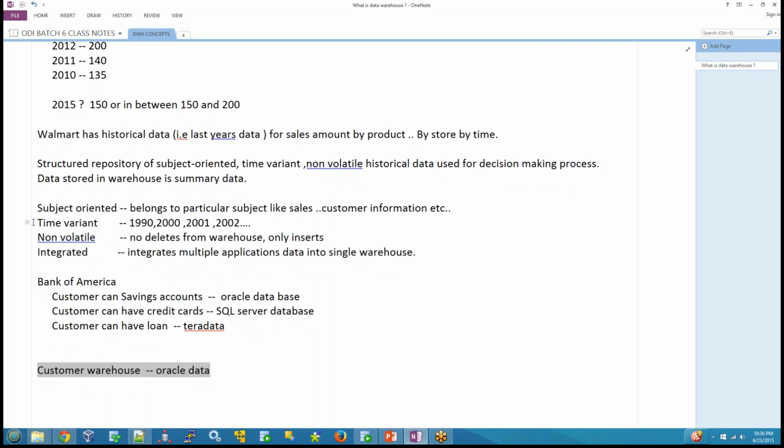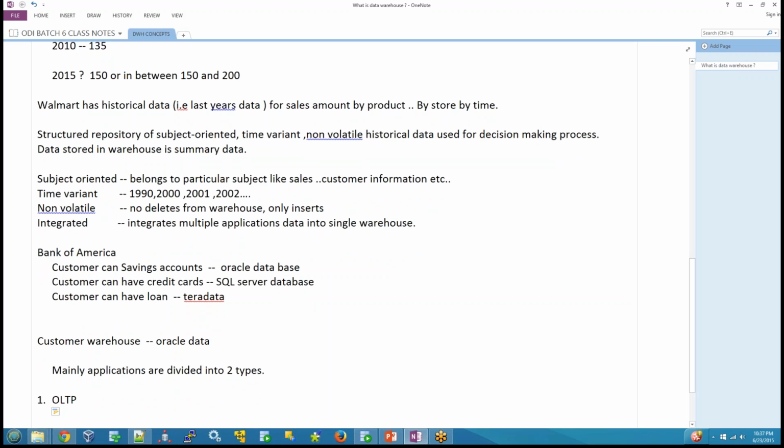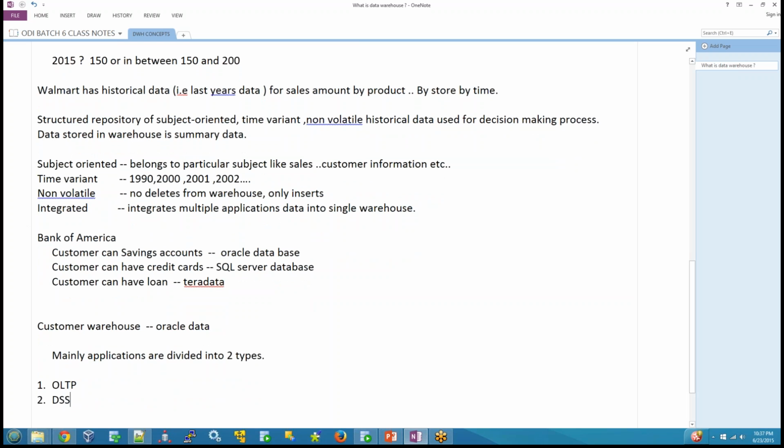But what is the difference between these four applications? The savings account, I'm saying it is one application. And the credit cards is one application. And the loans division is one application. And the warehouse is another application. These are the four different applications. What are the types of applications? See, what is the difference between these applications? Mainly, applications are divided into two types.